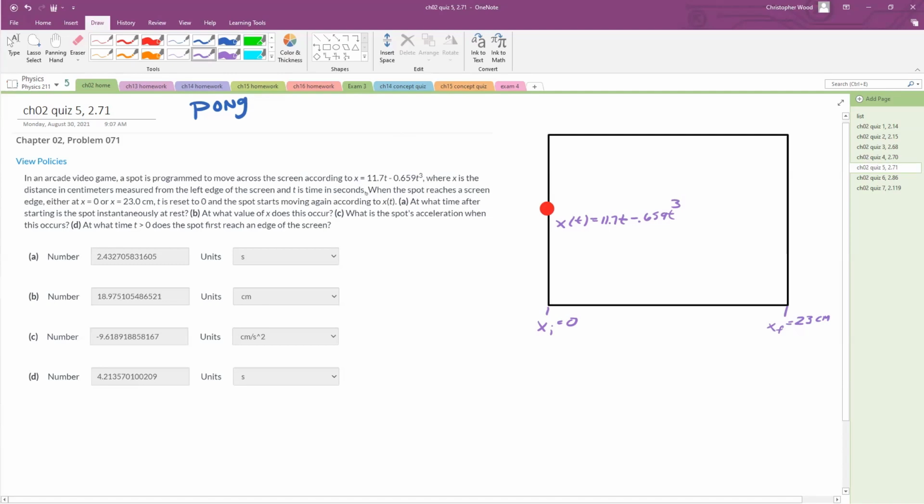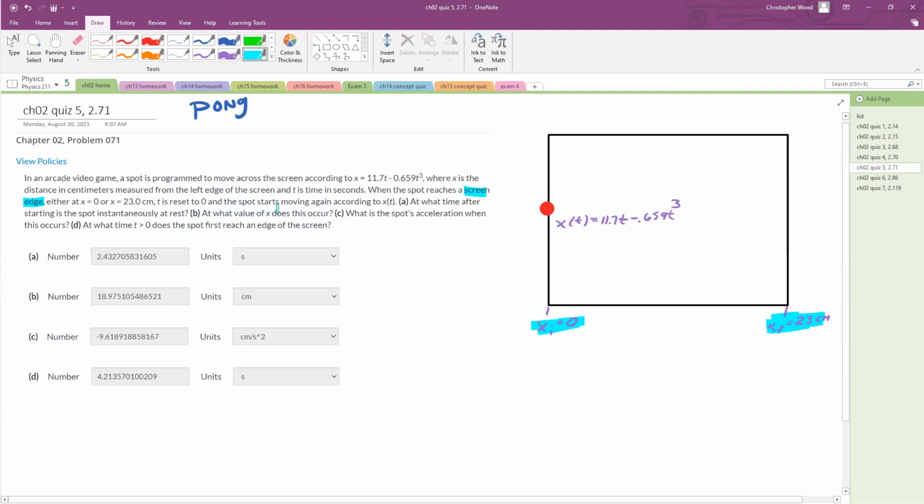When the spot reaches a screen edge, and where do you find screen edges? This is one screen edge. This is another screen edge. So if that red dot encounters a screen edge either at the far right side or again as it returns on the left side, then the game restarts. When the spot reaches a screen edge either at 0 or 23 centimeters, time is reset to 0 and the spot starts moving again.